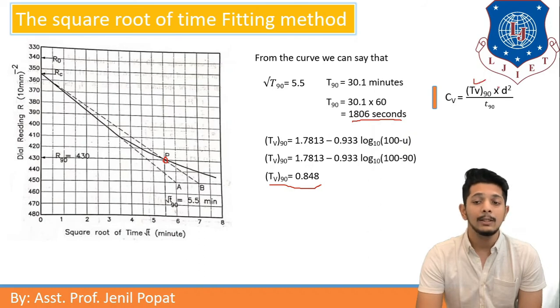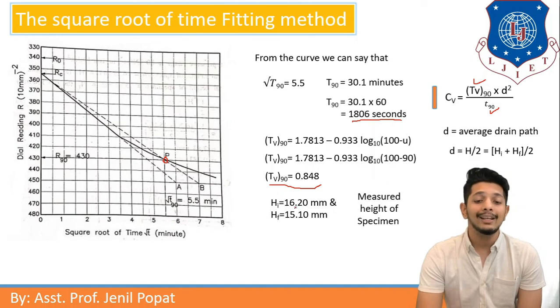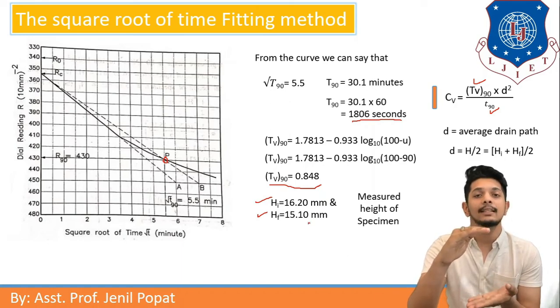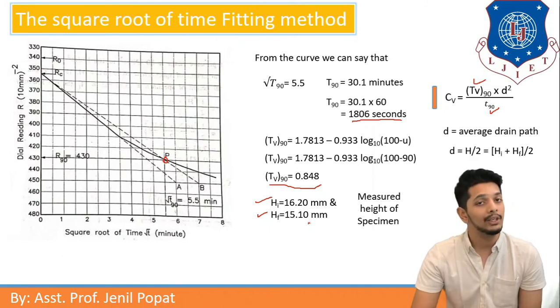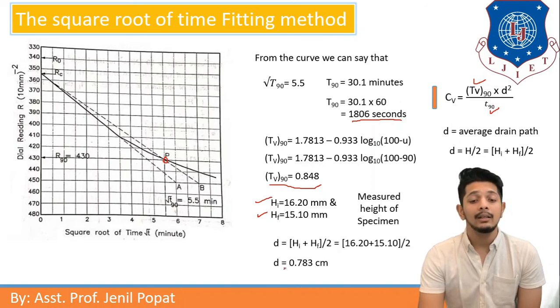So I have Tv and t90, and I need the d value. Now d is the average drainage path the water must travel. d is equal to H by 2, or we can say (H initial plus H final) by 2. From the experimental values, we take Hi as 16.20 mm and Hf as 15.10 mm. Initially the soil specimen was 16 mm and then it reduced to 15.10 mm. Putting these values in d, I get d as 0.783 centimeters.